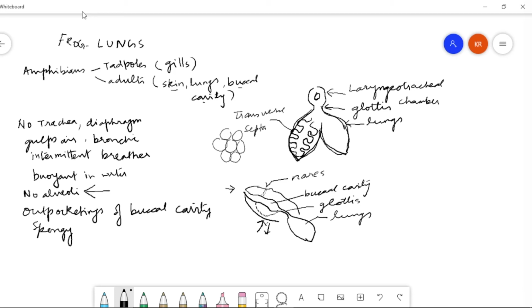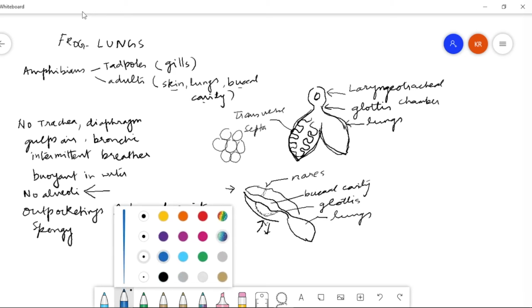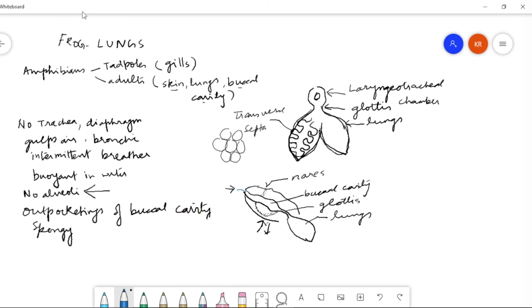It tries to take in more air, and this part will be lowered down, and therefore air gets filled up over it. So at that time this buccal cavity will be quite enlarged and deep over here. Okay, so the air enters inside, and it is kept here for some time. Air into buccal cavity.